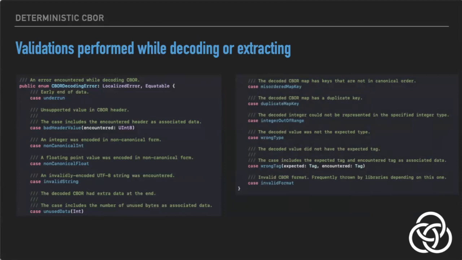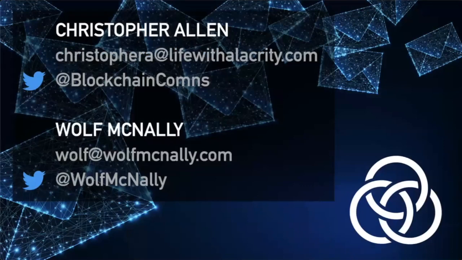Integers that are out of range: this is when you try to extract something. For example, let's say you try to extract an 8-bit integer, but the value was encoded as a 32-bit integer. It won't fit into a U8, so you get this error. If you try to extract, say, a string as an integer, you get the wrong type error. Wrong tag: if you try to extract a particular tag value and tell it that it should be this tag, and it's a different tag, you get an error. Or invalid format, which is a generic error that layers we build on top of it will often throw if they're decoding a particular structure and it's not what they expect. You can of course define your own errors if you wish that have more valuable semantics to you.